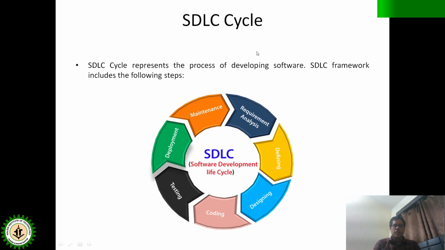Now the SDLC is actually the process of developing any software product. So SDLC includes the following, which can be shown in the diagram. The first stage or step of the SDLC is the requirement analysis. Then comes defining the requirement analysis. Then comes the designing phase, then the coding, testing, deployment, and then the maintenance.